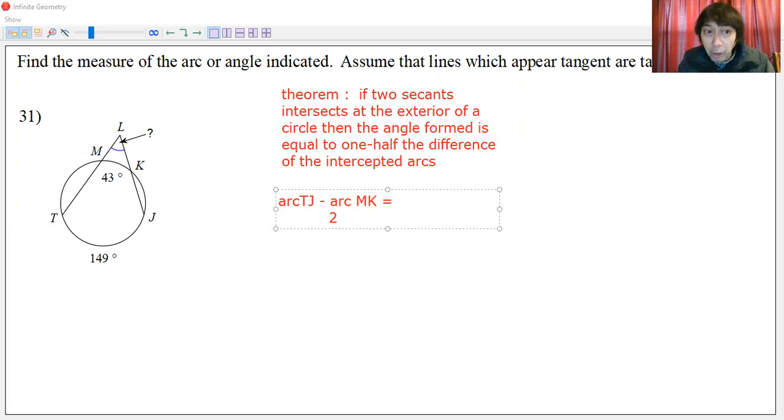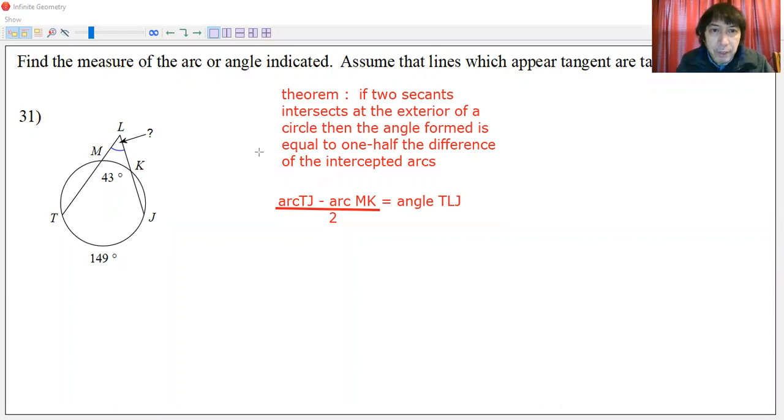the angle in question. Let's just call it angle TLJ. This is our working equation for this diagram. So the arc TJ, that's the bigger arc, minus the smaller arc MK, divided by 2 is equal to the angle TLJ. All right, let's use the numbers now.